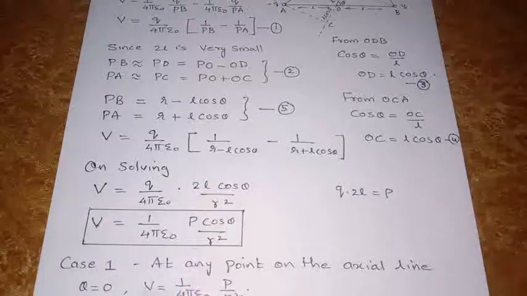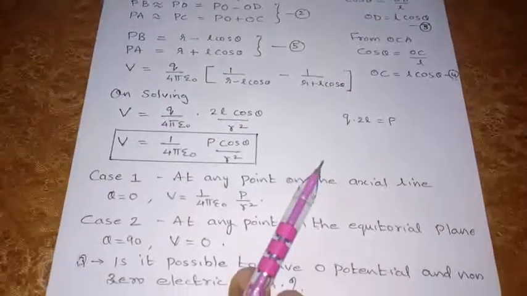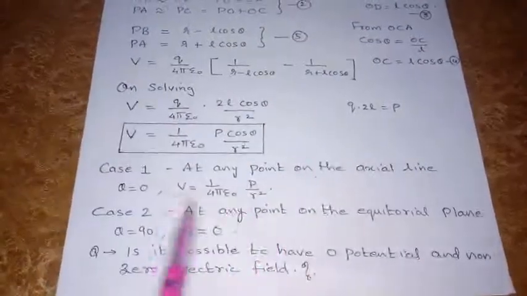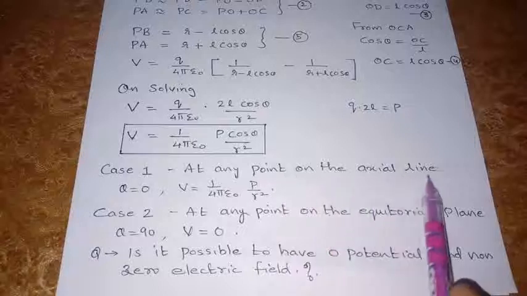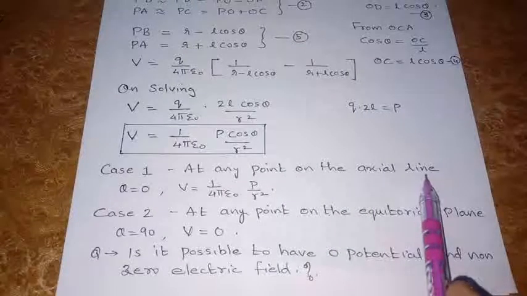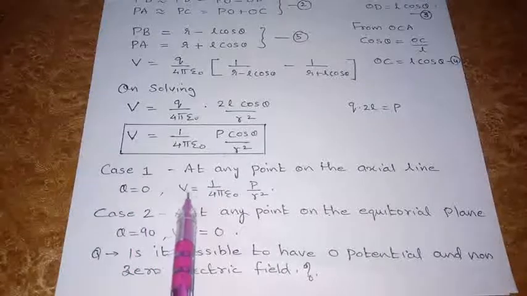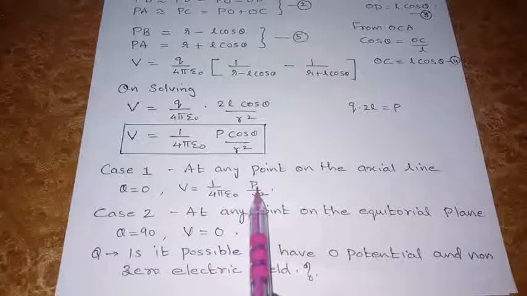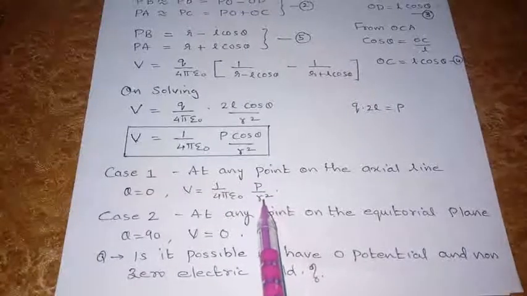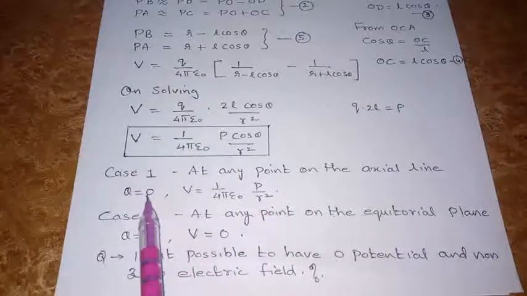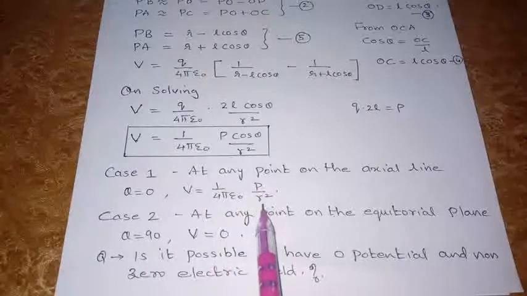This equation can be considered as a general formula for the electric potential, and we are going to study the different cases. The first case, case number 1: if the point lies on the axial line of the dipole, obviously theta is equal to 0, therefore V is equal to 1 by 4 pi epsilon 0 P into cos of 0 divided by R square. We already studied cos of 0 is equal to 1, therefore V is equal to 1 by 4 pi epsilon 0 P by R square.